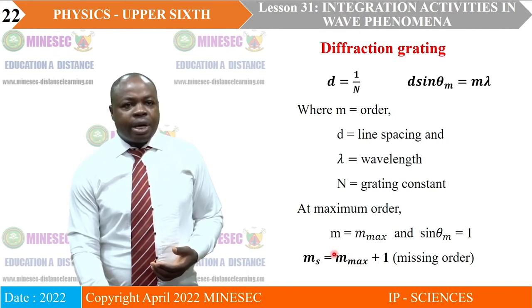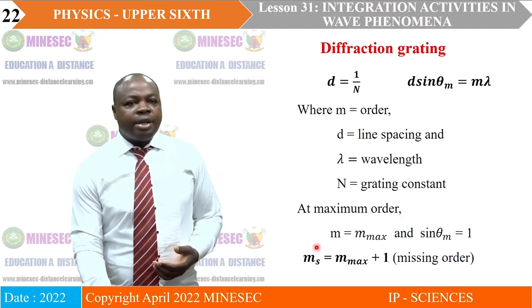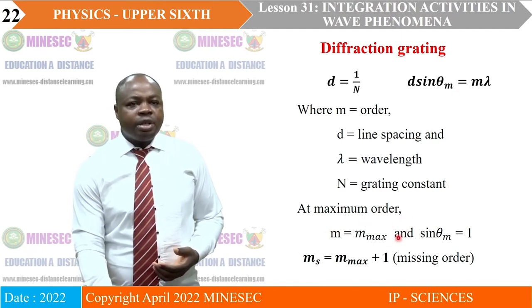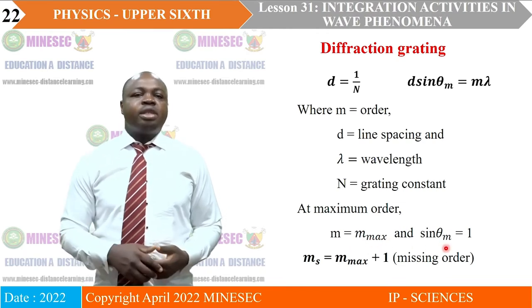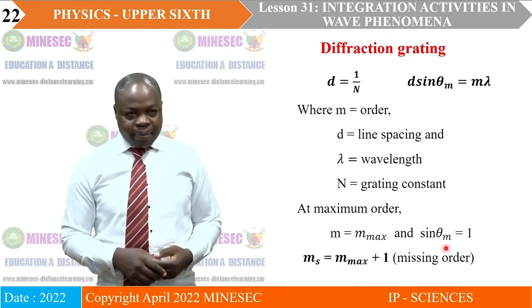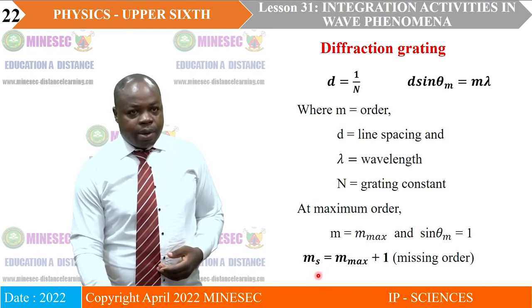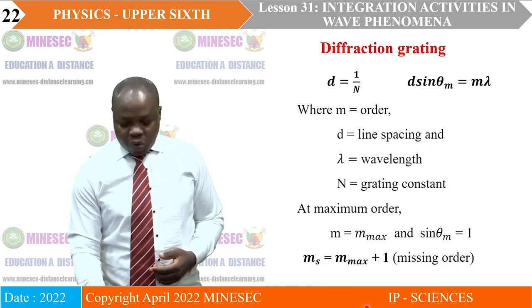We can equally obtain the maximum order from this equation by saying that at maximum order, the sine of theta_m has its maximum value, which is 1. Now, the missing order, denoted by m_s, is given by the maximum order plus 1.